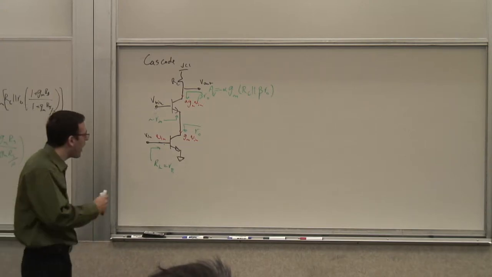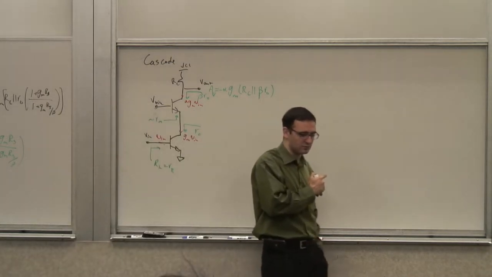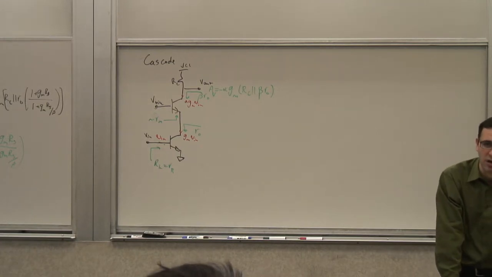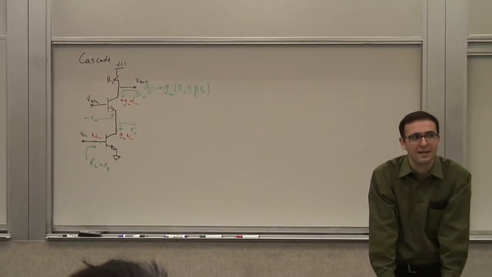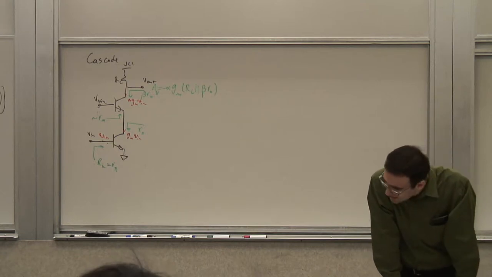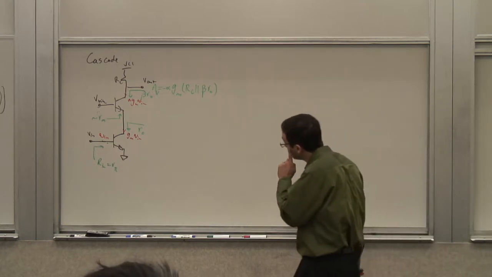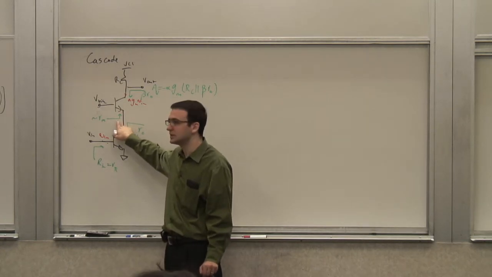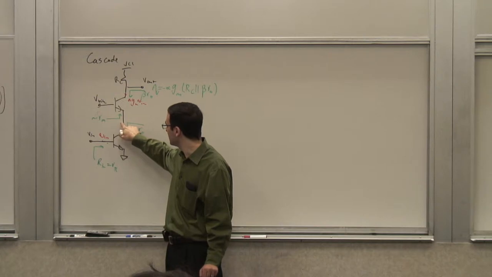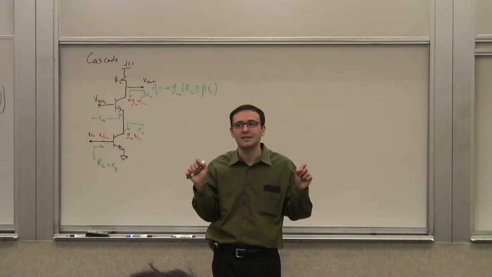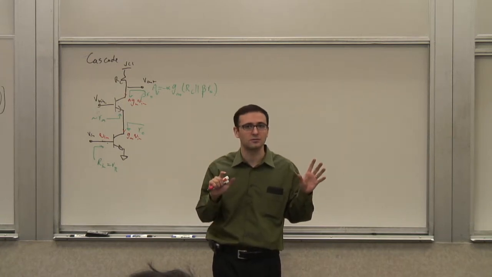But the primary reason people use this stage, most of the time, is because of its frequency response, because it's very fast compared to the common emitter. And that's something we'll talk about next quarter, why it is so. It has something to do with the fact that this node has a very low impedance. When I say a node has a low impedance, I implicitly mean impedance between that node and ground.